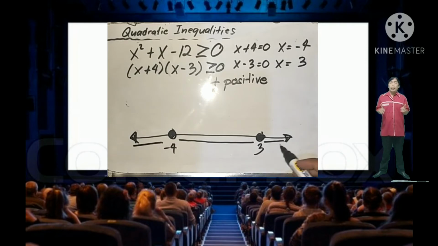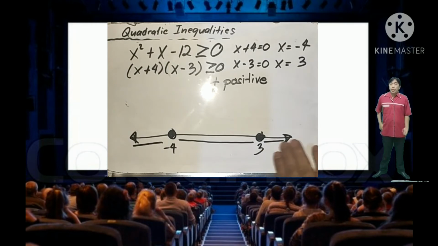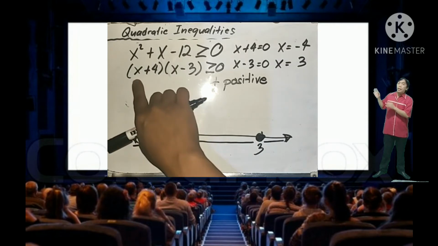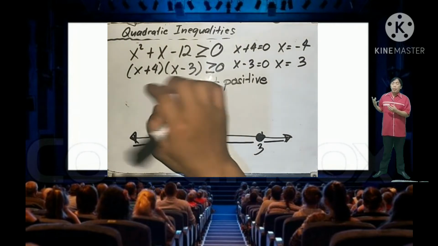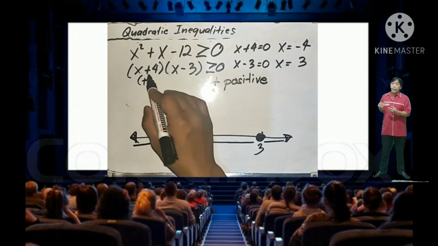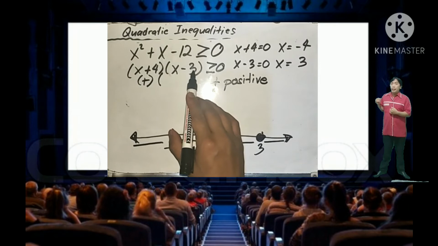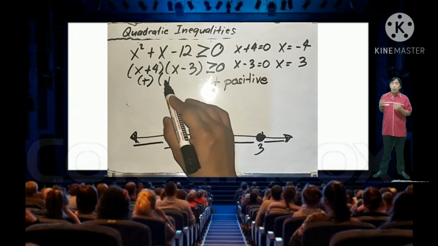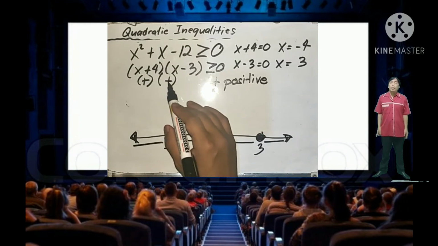Now, let us try to think of a number here on the right side of 3. So, ang number na nasa right side ng 3, I will be thinking of 4. Okay? So, 4 plus 4, that is 8. That is positive. So, I am not after the value, I am just after the sign. So, that is positive times, so if this is 4 minus 3, the answer is 1. That is positive also. So, a positive times a positive, the answer is positive.